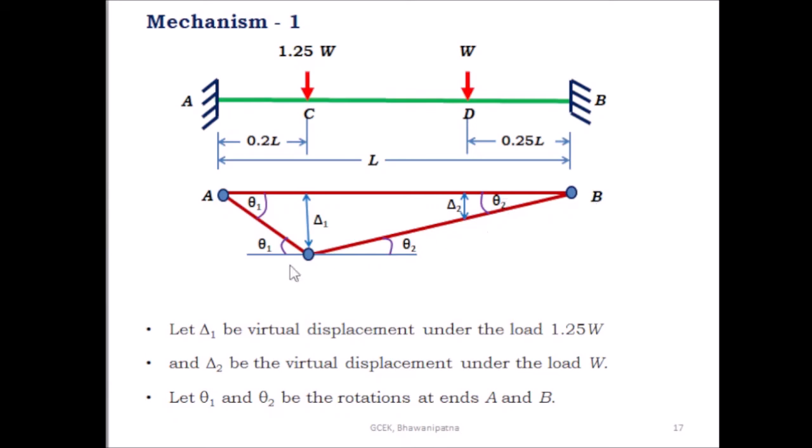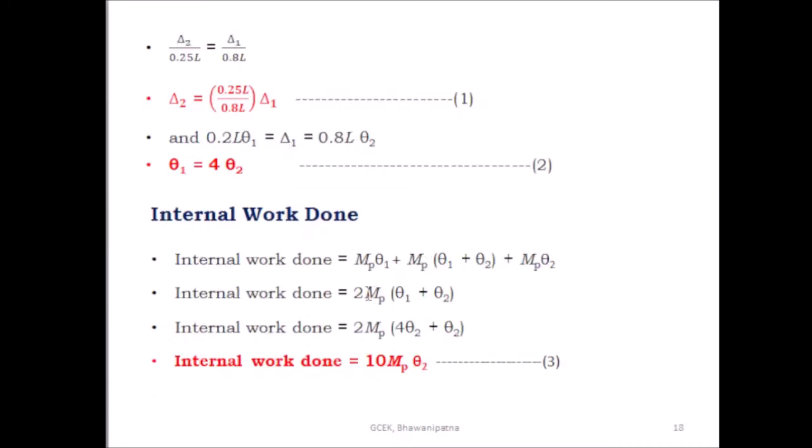Then what is the total internal work done from these three plastic hinges? Mp into theta 1 plus Mp into theta 1 plus theta 2 plus Mp into theta 2. After simplification, the internal work done is equal to 2 Mp into theta 1 plus theta 2. But we know theta 1 is equal to 4 theta 2. So after putting the theta 1 value, 4 theta 2, the internal work done is equal to 10 Mp into theta 2.